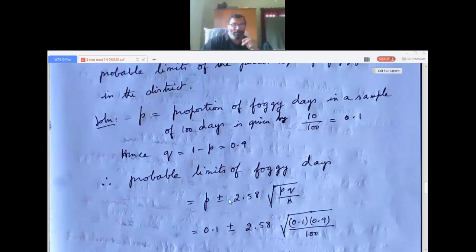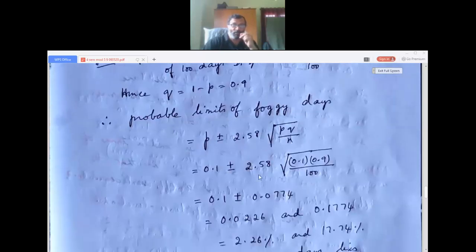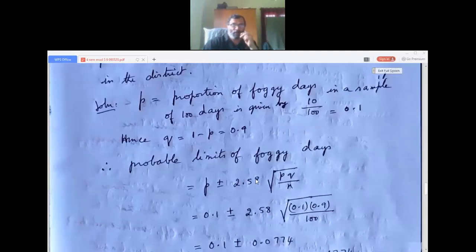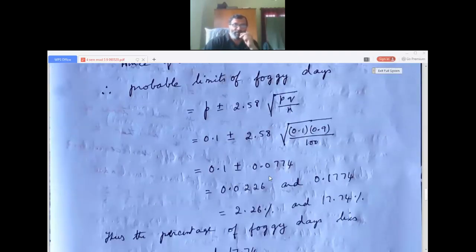So the probable limits of foggy days is equal to P plus or minus 2.58 square root of PQ by N. So P is 0.1 plus or minus 2.58 square root of 0.1 into 0.9 divided by N, N is 100 days. So I'll get 0.1 plus or minus 0.0774, that is 0.0226 and 0.1774, both the values. So we convert it to percentage, multiply by 100. This will be 2.26, this will be 17.74%.